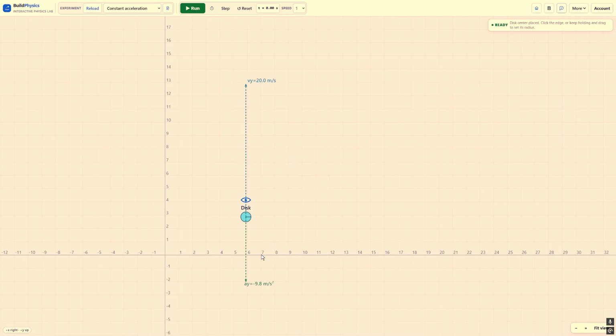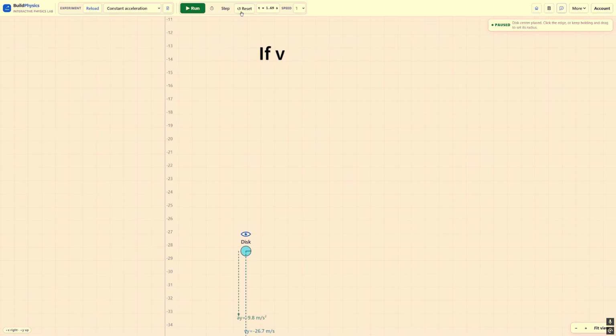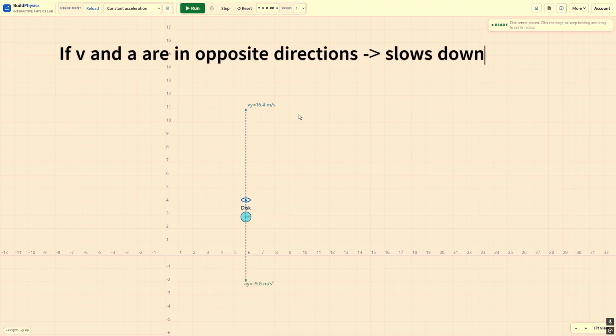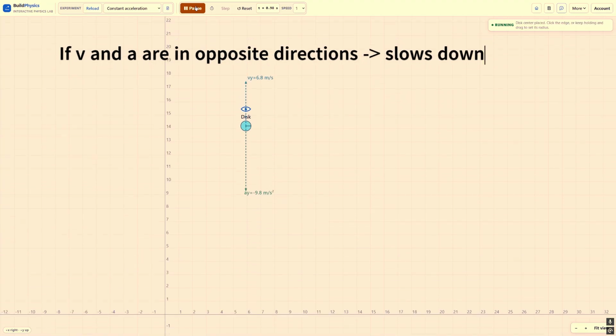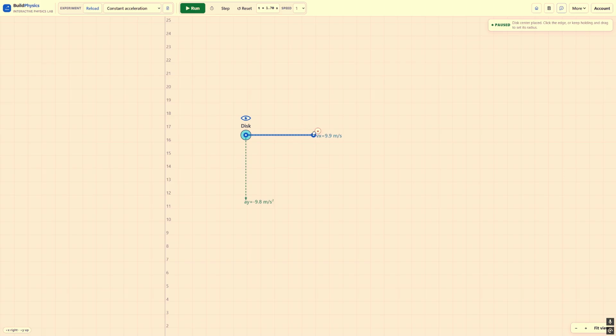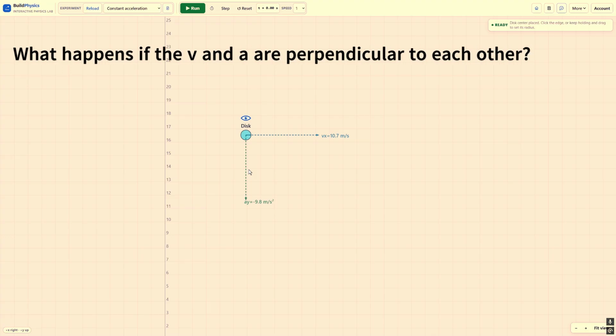So what is the rule then? The rule is basically, if the velocity and the acceleration are in the same direction, like so, they're both downwards, then it speeds up. If, on the other hand, the velocity and the acceleration are in opposite directions, then it will slow down. And later on in your physics course, you may wonder, what if the velocity and the acceleration are perpendicular to each other? Then what happens?